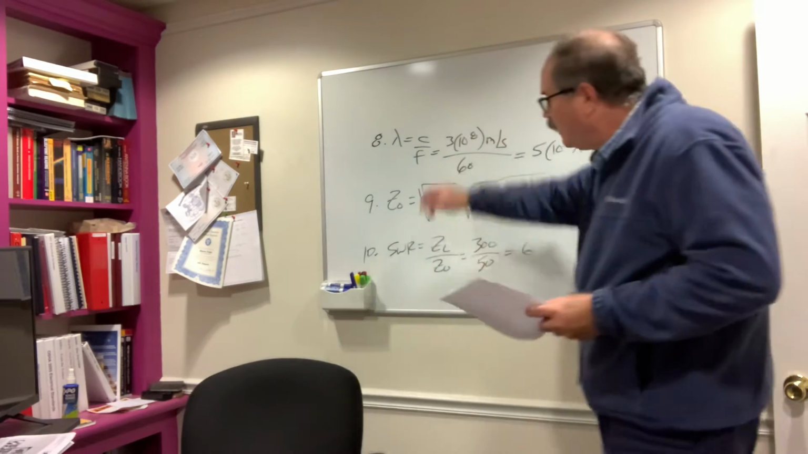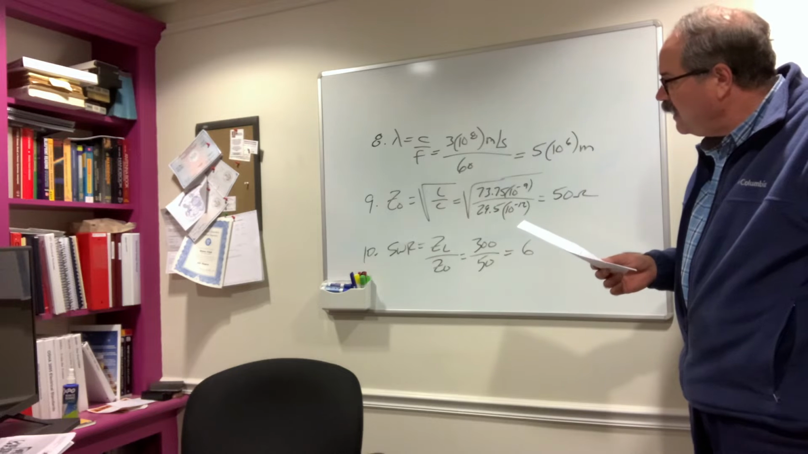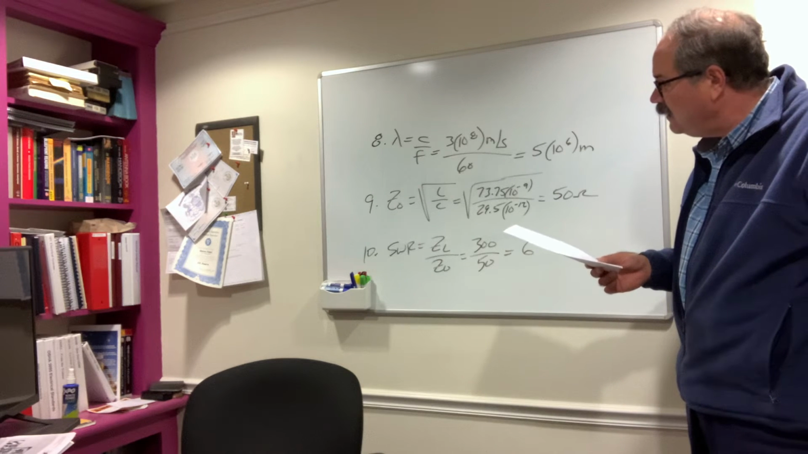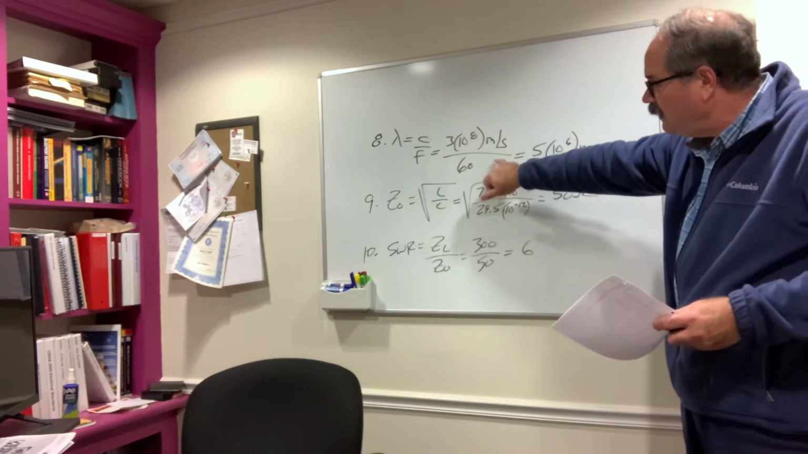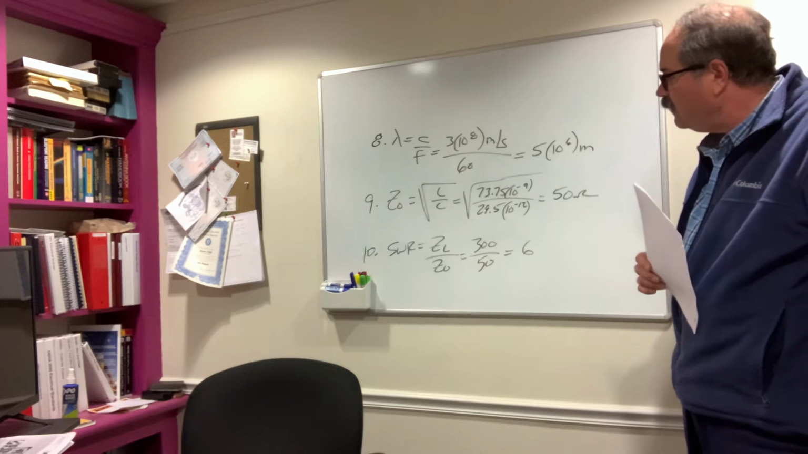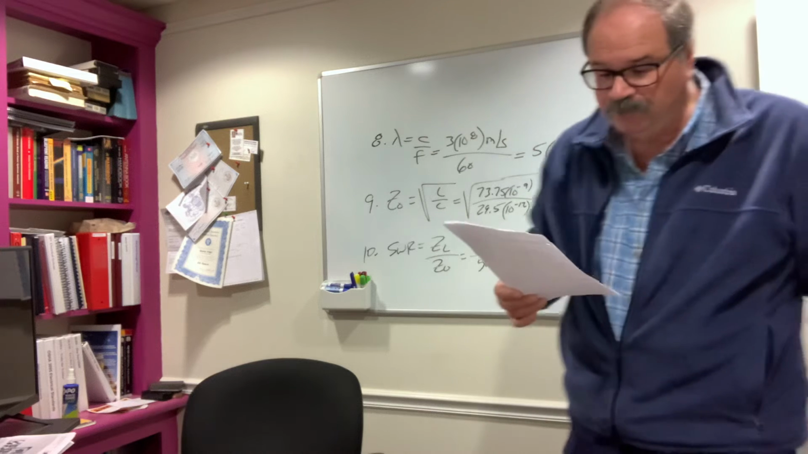So remember, lambda is equal to the speed of light in a vacuum, 3 times 10 to the 8 meters per second, divided by the frequency. So if we take 3 times 10 to the 8 meters per second and divide by 60, we'll get an overall wavelength of 5 times 10 to the 6th meters.